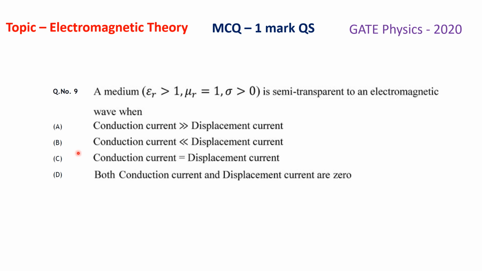Option B, conduction current is very less than displacement current. Option C, conduction current equals displacement current. And the last option, option D, both conduction current and displacement current are 0. So let us see how to solve this problem.